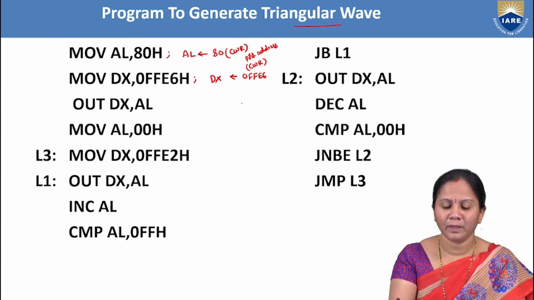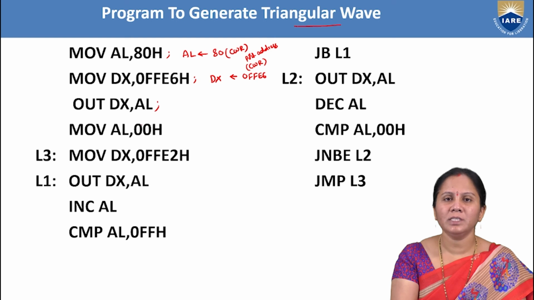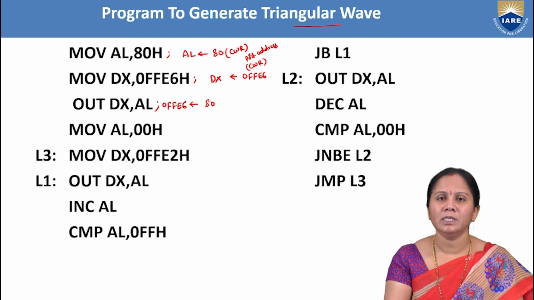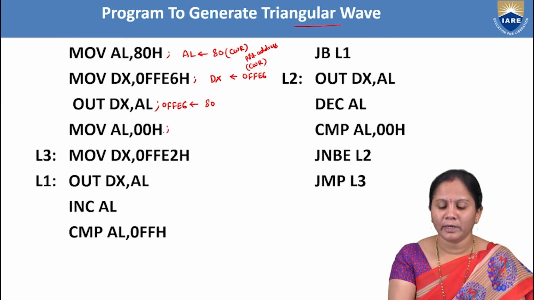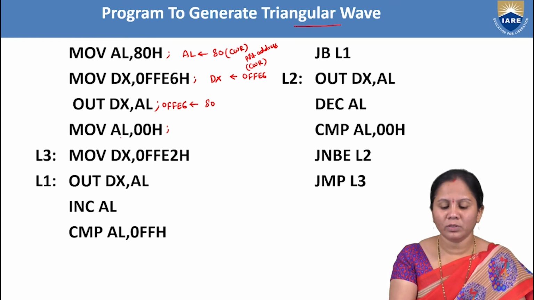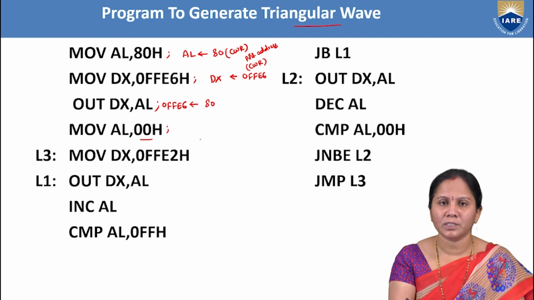And OUT DX, AL means the content present in AL will be moved to the output port address DX. So here the value 80 present in AL will be moved to the output port address 0FFE6. As we know, the waveform starts from the minimum voltage 0, so we have to load this 0 value into the AL register. The value 00 will be moved into the AL register.